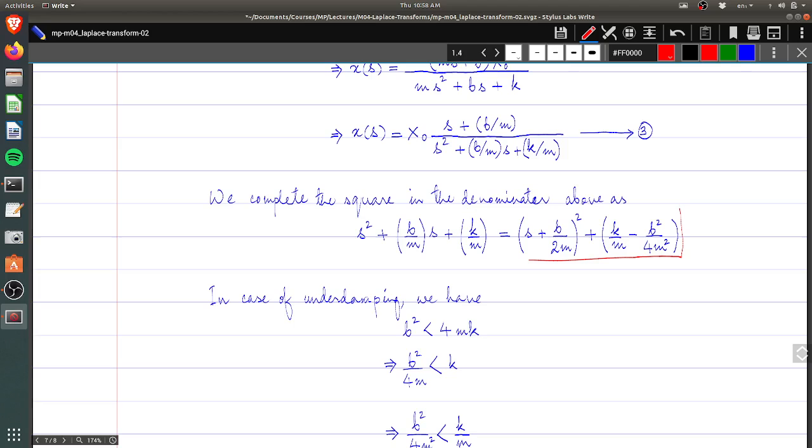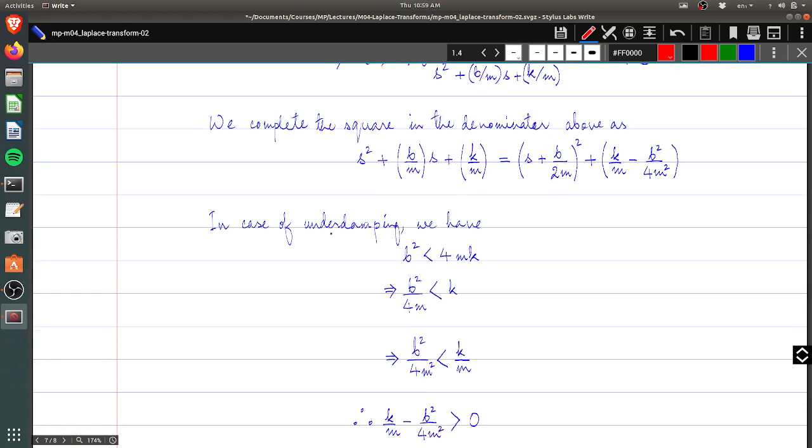So I'll leave it to you again to verify that if you expand this and cancel out the terms, you'll get the same thing as before. Okay, very straightforward. Now we are considering the case of underdamping. Okay, underdamping. What is underdamping?